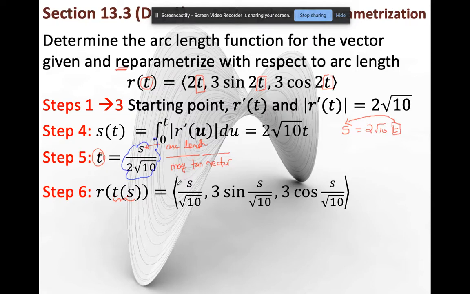So I had 2 times s over 2 root 10, right? That's what happened there, and the 2's went away. Do you see the same thing happened here? This was 2t, so 2s over 2 root 10, and the 2's canceled out in both of these things.